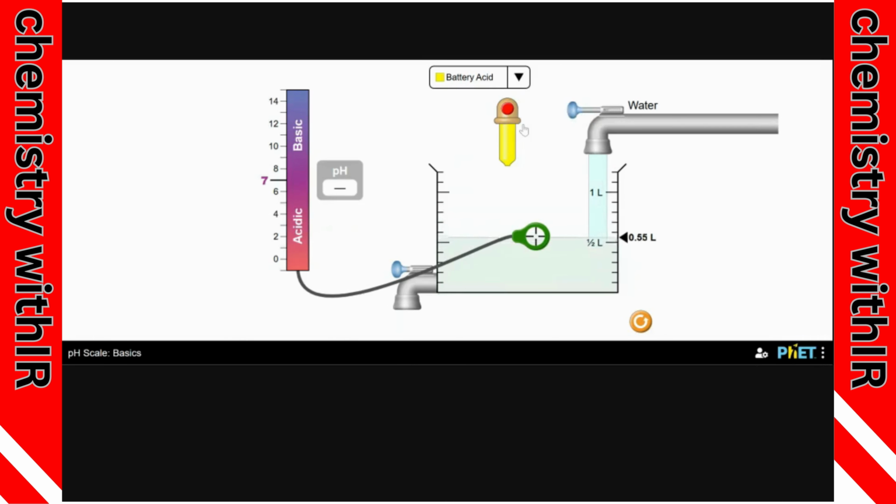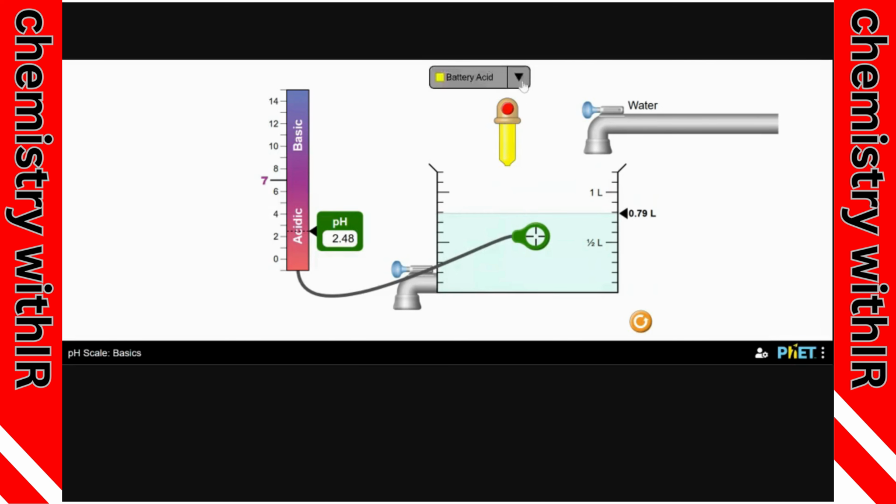So I'm adding more water. You can see the pH is slightly increasing because the solution is being diluted. When you have more acid, the pH would be lower. When you have less acid, the pH would be higher.